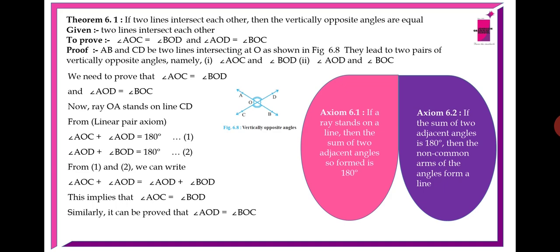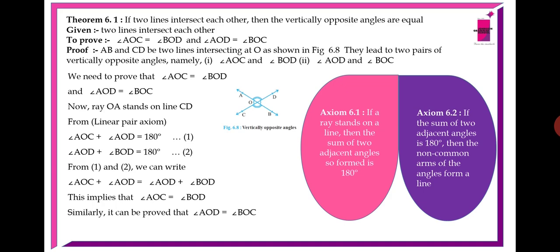What is the given data here? Two lines intersect each other. In the figure you can see AB and CD are the two lines intersecting at O. What should I prove here? To prove: angle AOC equals angle BOD, and angle AOD equals angle BOC. Now the proof. AB and CD are two lines intersecting at O as shown in figure 6.8. They lead to two pairs of vertically opposite angles, namely angle AOC and angle BOD, angle AOD and angle BOC. We need to prove that angle AOC equals angle BOD and angle AOD equals angle BOC.